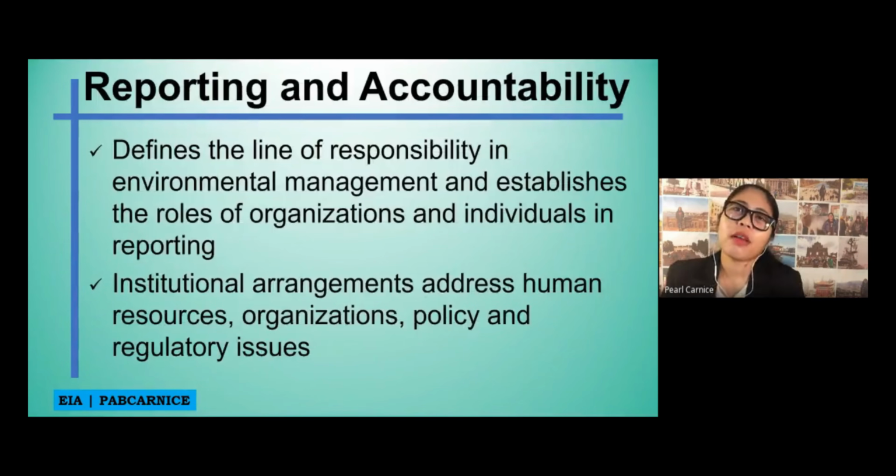So, for the reporting and accountability, of course, this defines the line of responsibility in environmental management and establishes the roles of organizations and individuals in reporting. So this institutional arrangement addresses human resources, organizations, policy, and regulatory issues. Because at the same time, it is also stated in the reporting and accountability who is accountable if something happens, or if there are certain adverse impacts, who should be accountable for that.